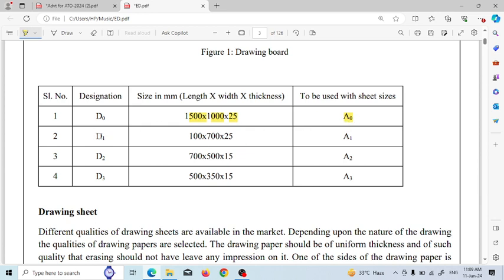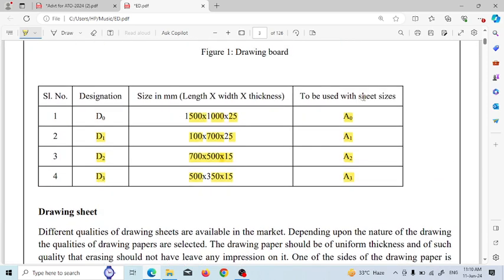The next designation is D1, which is a size of 1000, 700 and 25, which is used for A1 sheet. The next designation is D2. D2 means drawing board, the sizes are 700, 500 into 15, which is used for A2 size sheet. The next designation is D3, which is length 500, width 350 mm and thickness 15, which is used for sheet size A3.